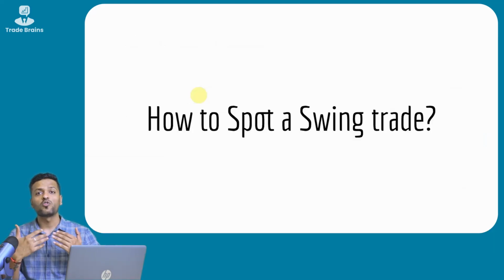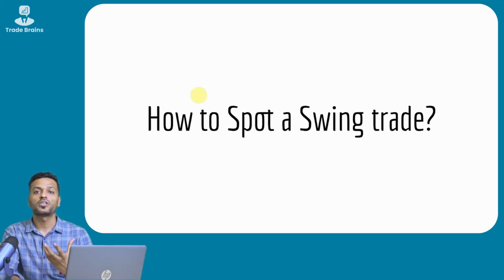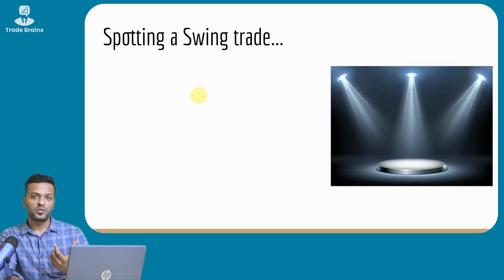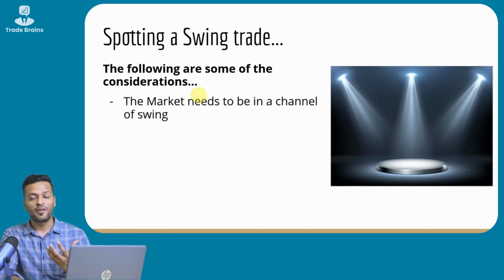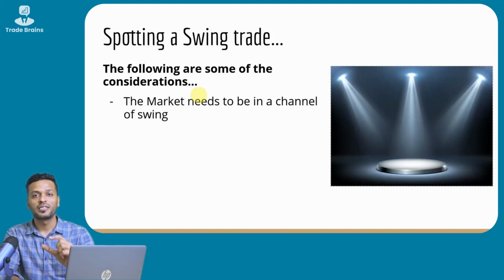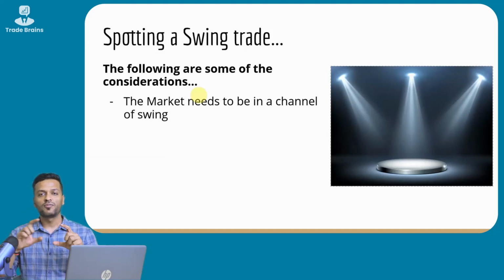Now, how does one go about spotting a swing trade? We've understood what is swing trading, we've understood who is a swing trader, but now we'll try to understand how does one spot a swing trade. So spotting a swing trade is an art in itself. The following are some of the factors which have to be considered. The market needs to be in a channel swing. So for us to be able to take a swing trade, there has to be a certain channel within which the market is.